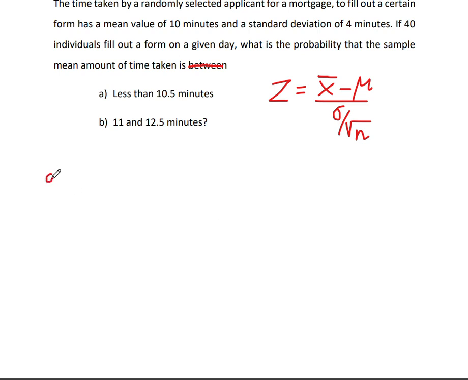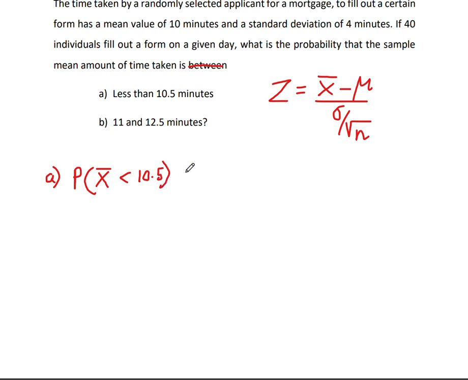Let's get straight into it. Let's show you how the central limit theorem can be used to solve these problems and help managers, supervisors, and businesses to make very important decisions. So let us write the probability statement for A. We are interested in the probability that x bar, the sample mean, will be less than 10.5 minutes.